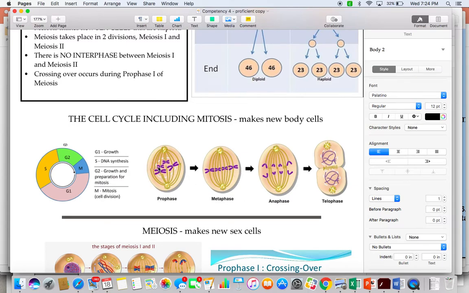Remember, prophase, we're just kind of getting ready to line up. Metaphase, we line up in the middle. And then anaphase, we pull apart. And telophase, we finally are getting ready to split.